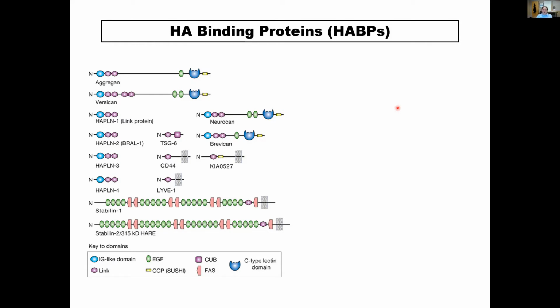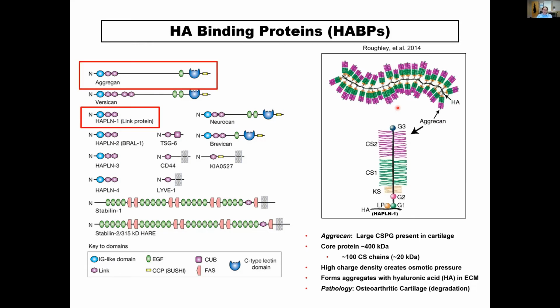Well, they actually interact with different proteins, and these are known as HA binding proteins. And so there are many different proteins that interact with hyaluronic acid. And interestingly, many of the proteins that do interact with hyaluronic acid are actually other proteoglycans that have their own glycosaminoglycans, such as chondroitin sulfate, on them.